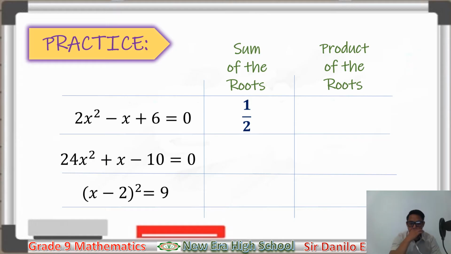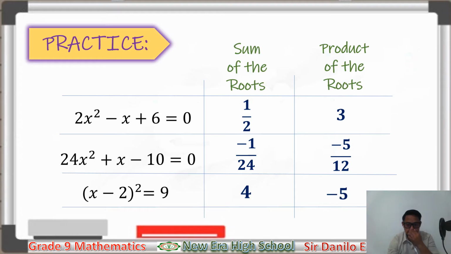The sum of the roots is 1/2. I hope you got it correctly. Product of the roots is 3. 6 divided by 2, that's 3. And yan. Negative 1 over 24. Then negative 5 over 12. Lowest term lang natin yan. Okay? This 1, this 4. Distribute natin yan. Then the last one is negative 5. Okay? That would be all for the sum and product of the roots.